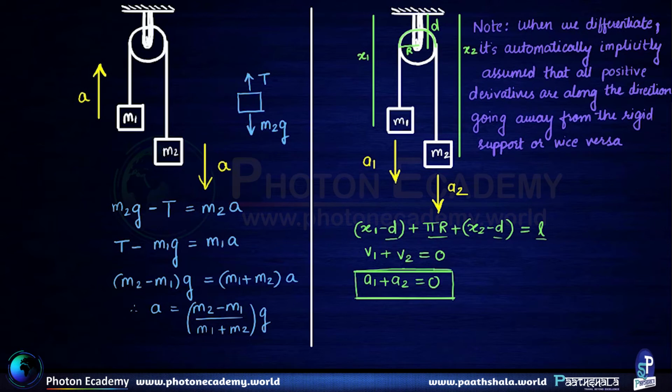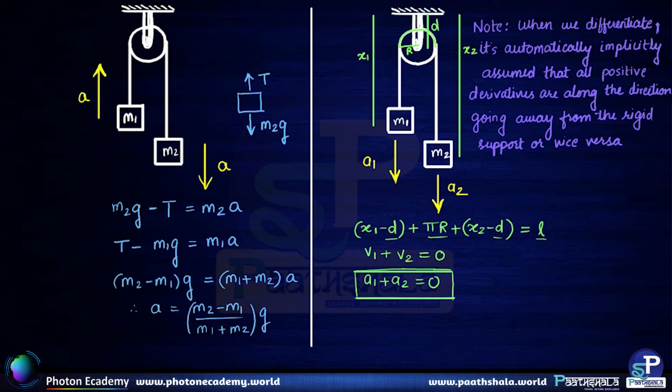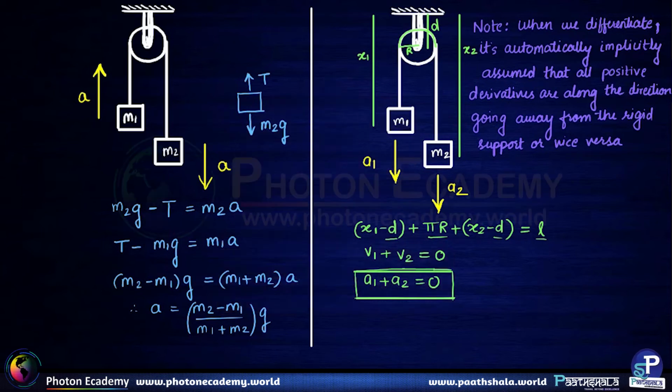So it is imperative, if we are using method 2, which is the method of constrained motion, to differentiate and find the relation between the accelerations of the two blocks, that we take both the accelerations to be going away from the rigid support or both the accelerations to be coming towards the rigid support. So this is very important. This will play a part in all the constrained motion type of questions that we will solve in physics. So this is one equation.